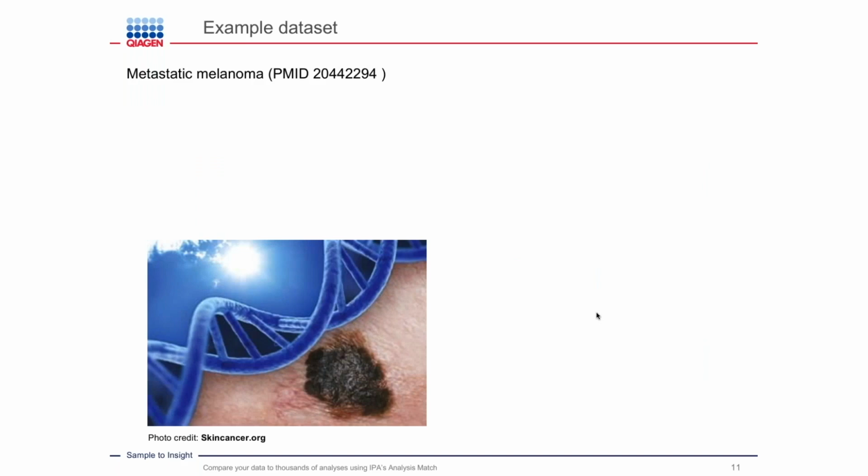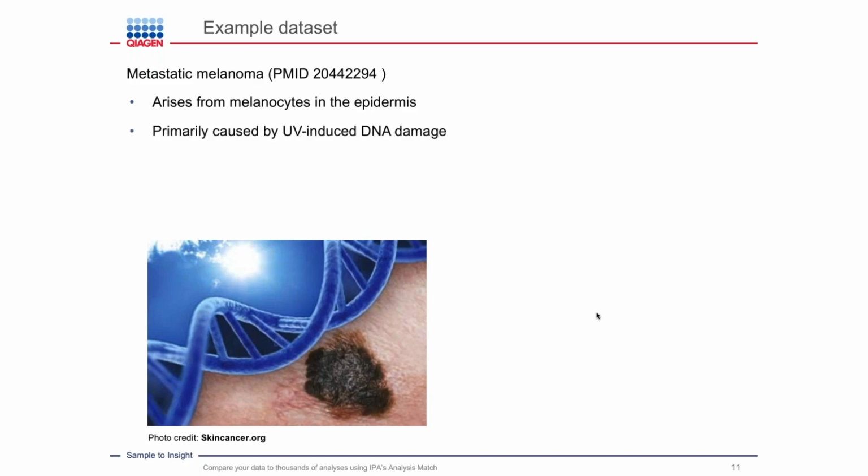Metastatic melanoma is considered to be the deadliest form of skin cancer, and it develops from melanocytes, which are the cells that create pigment in the skin. The primary cause is thought to be DNA damage to skin cells caused by exposure to ultraviolet radiation, and that can be from tanning booths or from the sun.